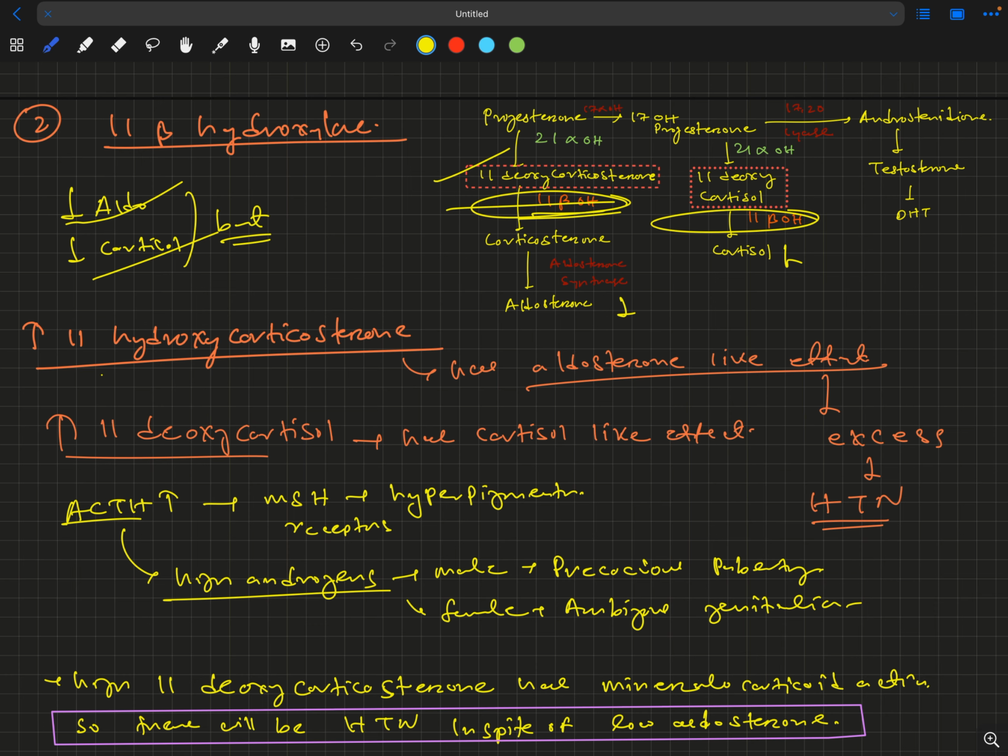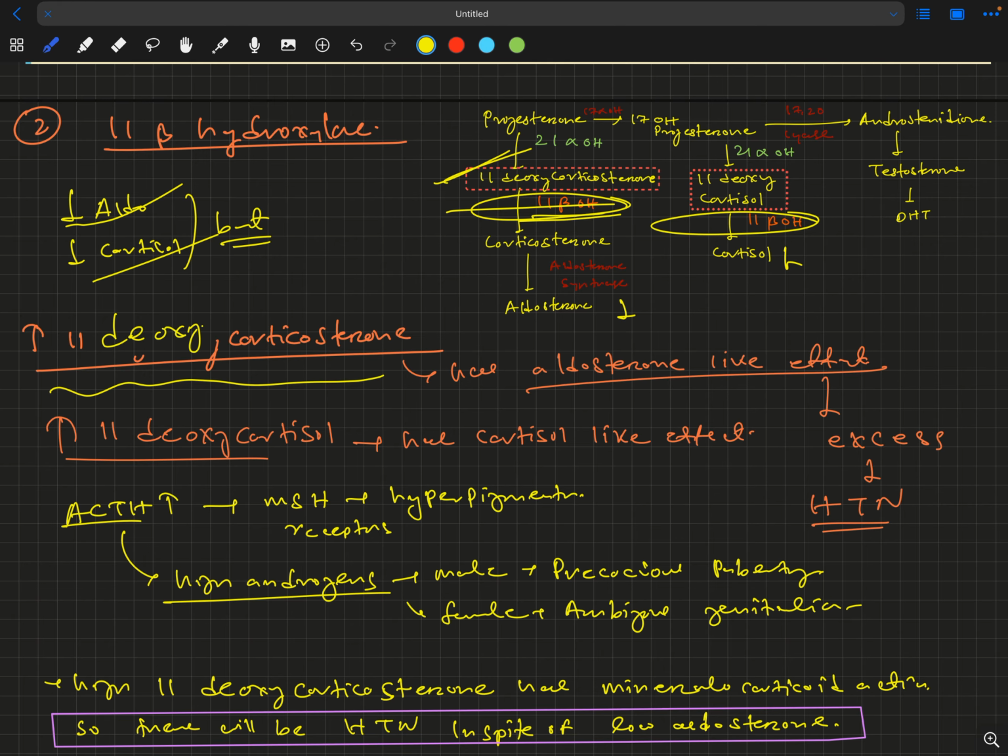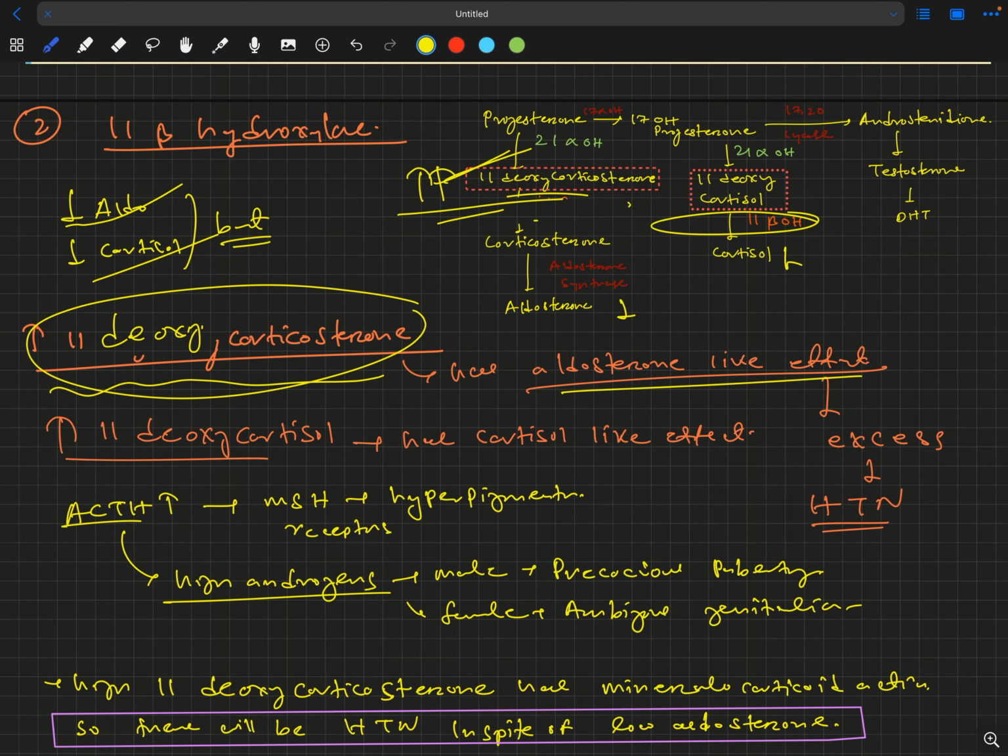But due to increased level of 11 deoxycorticosterone, this 11 deoxycorticosterone acts as a mineralocorticoid, like aldosterone. It has an aldosterone-like effect. If this enzyme is deficient, then it will be synthesized more, so it's like aldosterone is more, and that will lead to more sodium and water retention, and it will lead to hypertension.